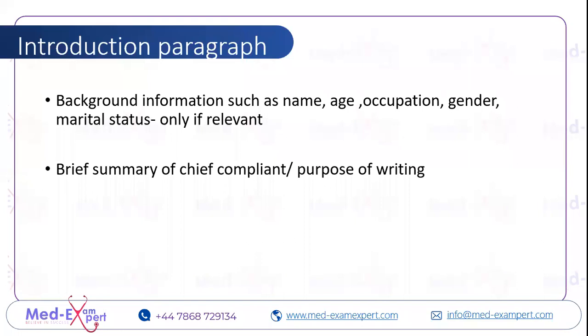Gender, occupation, or marital status is something that, if it is relevant for the patient's condition, then you can write it. Next is a brief summary of the chief complaint or the purpose of writing. Why are you writing this letter? What do you want from the other person? Your purpose of writing is the most important part of your letter that has to be mentioned in your introduction as well as your conclusion.